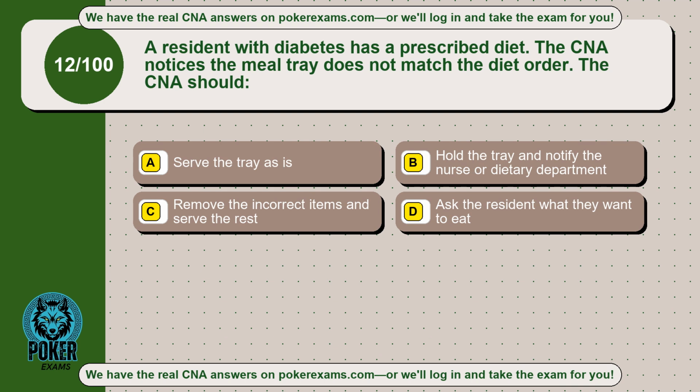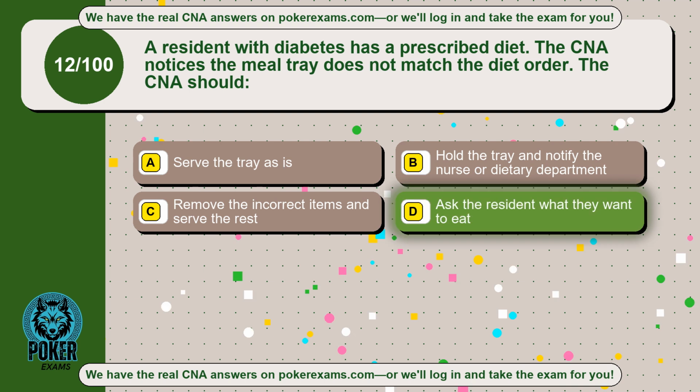Question 12. A resident with diabetes has a prescribed diet. The CNA notices the meal tray does not match the diet order. The CNA should: Option A. Serve the tray as is. Option B. Hold the tray and notify the nurse or dietary department. Option C. Remove the incorrect items and serve the rest. Option D. Ask the resident what they want to eat.